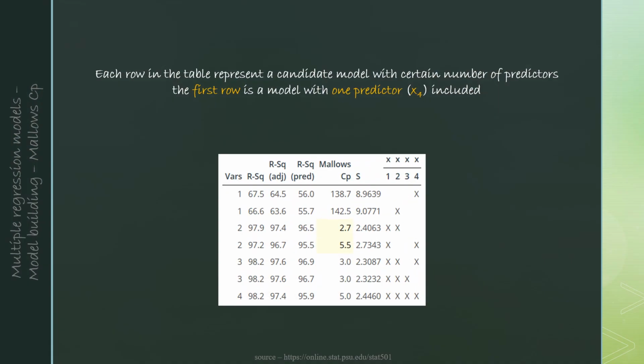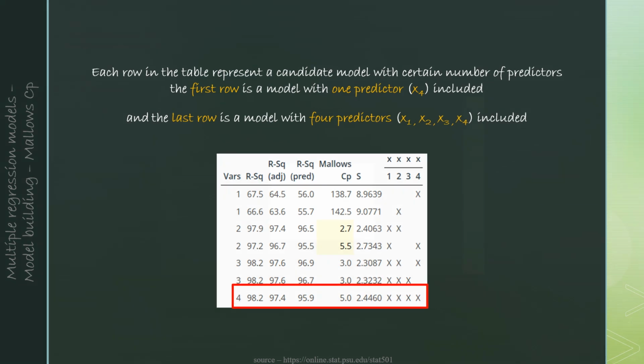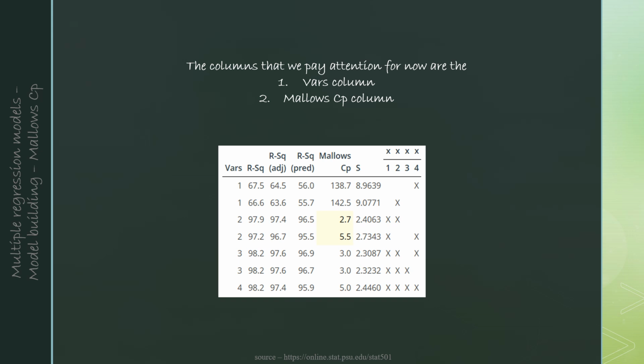Each row in the table represents a candidate model with a certain number of predictors. There are in total 7 candidate models listed, and the first row is a model with one predictor, x4, included. And the last row is a model with 4 predictors, x1, x2, x3 and x4, included. The columns that we pay attention to for now are the wheres column, that is the number of predictors included in each subset, and the Mallows Cp column.